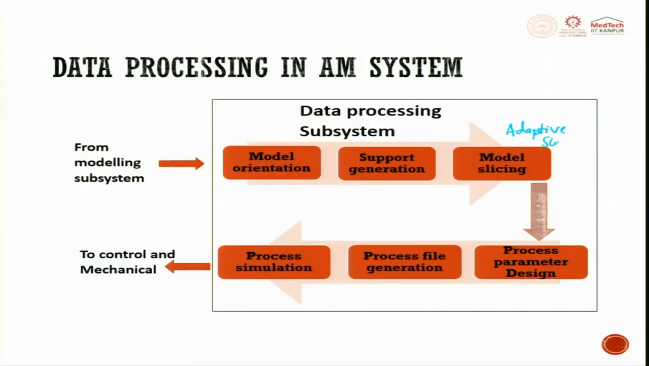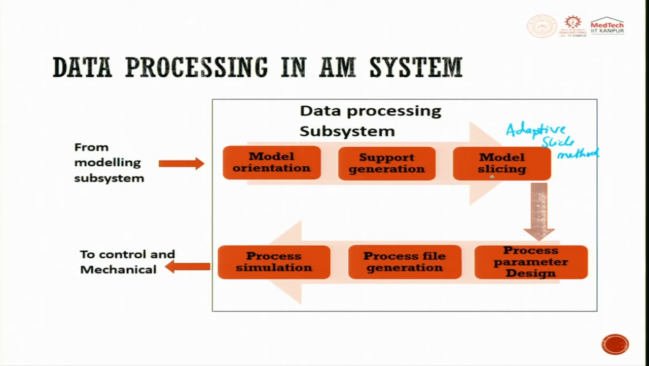Adaptive slicing methods. So here what it means is, wherever there is a complex feature, wherever there is a change in geometry more than a certain value in the CAD model, it will automatically slice to have a thicker or a thinner layer. So that is model slicing.